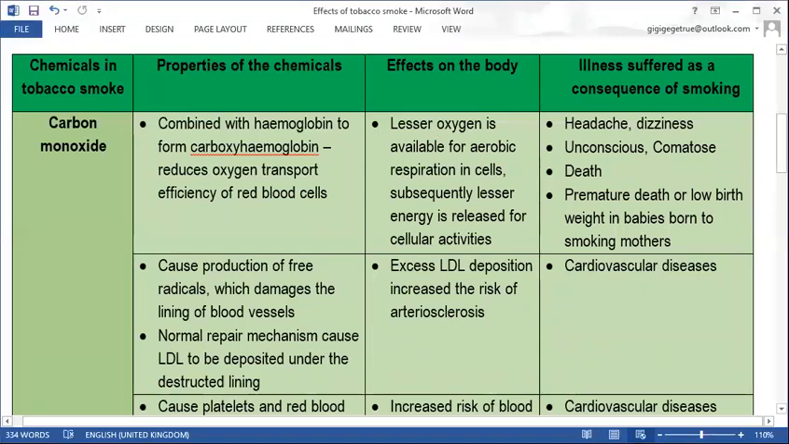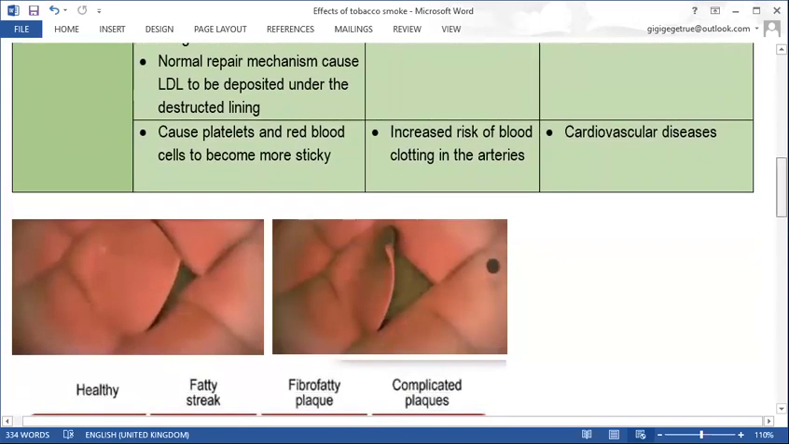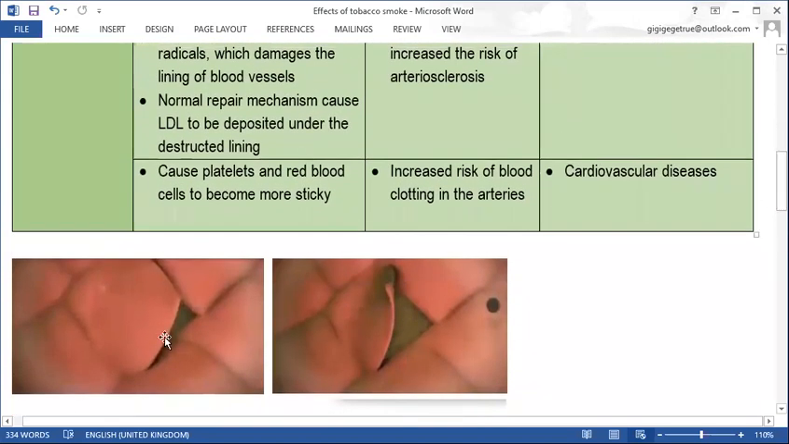Next, let's take a look at another effect of carbon monoxide. Carbon monoxide causes the production of free radicals. These free radicals will damage the lining. As you can see here, this is the lining of the blood vessels, cell after cell after cell. So if you can see, there is a tear in the endothelial lining. That is the lining that covers the blood vessels.